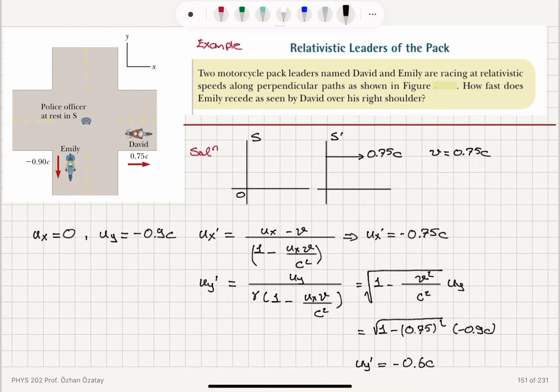Now what is the speed measured by David over his right shoulder? Well, it's going to be u prime, which is the square root of ux prime squared plus uy prime squared. So this will be the square root of 0.75 squared plus 0.6 squared times c. So we will obtain for u prime 0.96 c. All right.